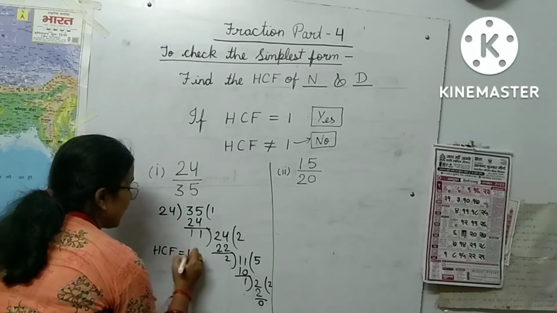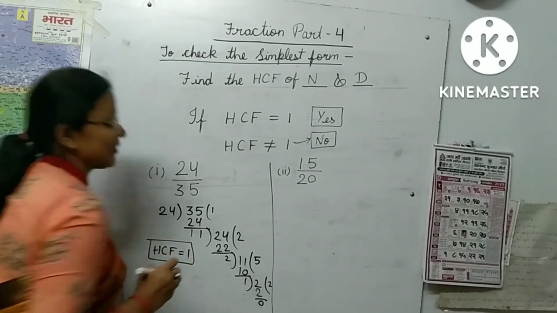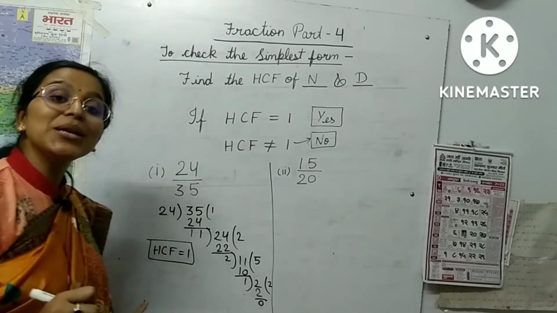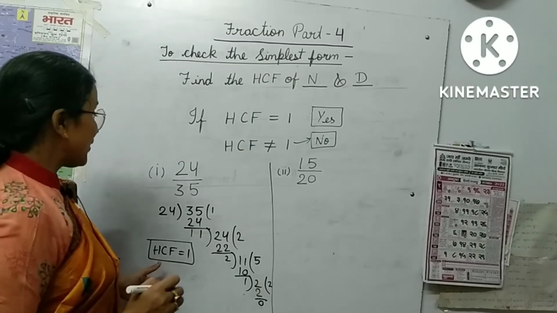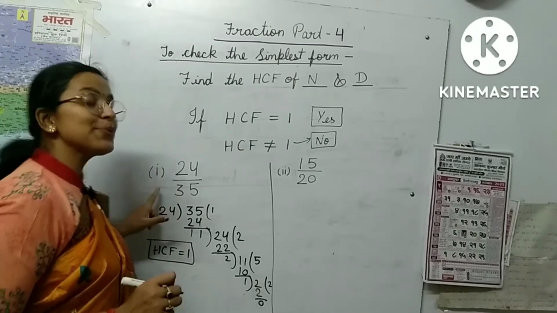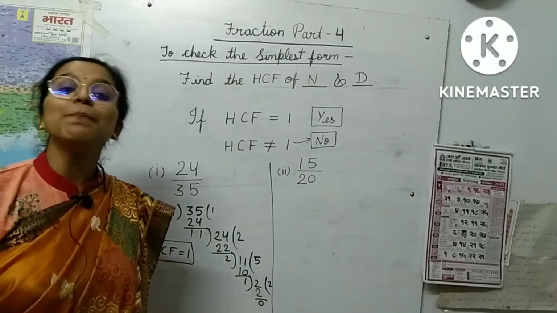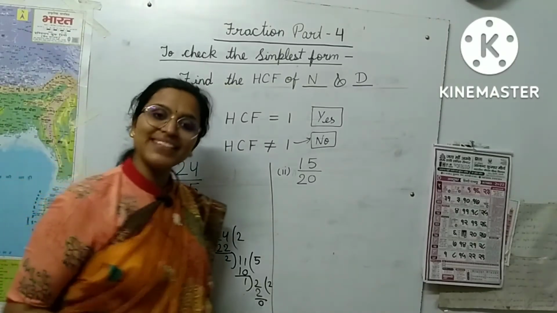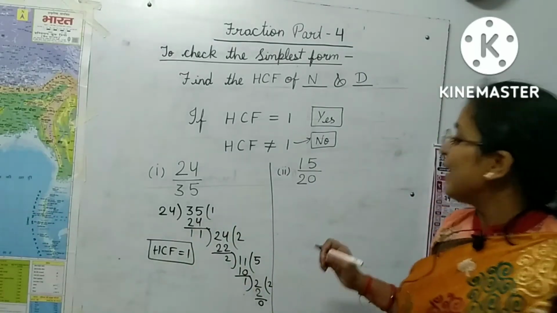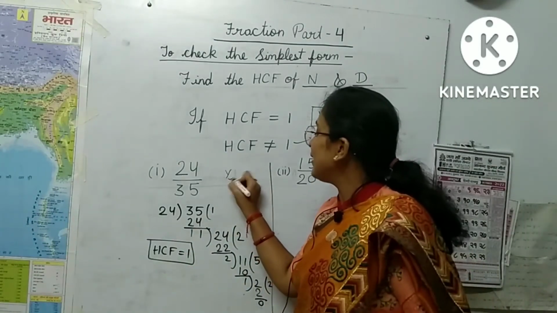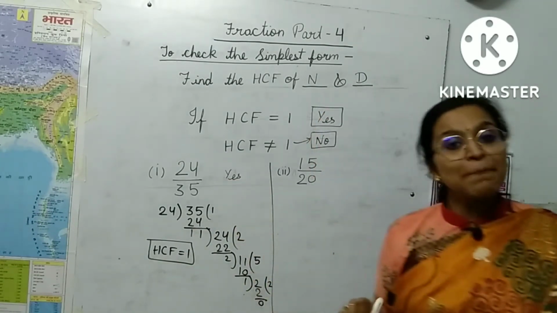So what is the HCF coming? The HCF value is coming equal to 1. That means the given fraction 24 by 35 is in its simplest form. Is it clear? Very good. Now here you can write yes, it is in its simplest form.